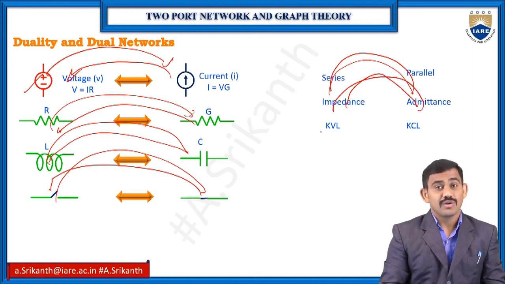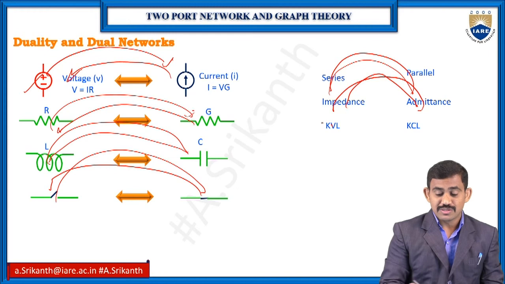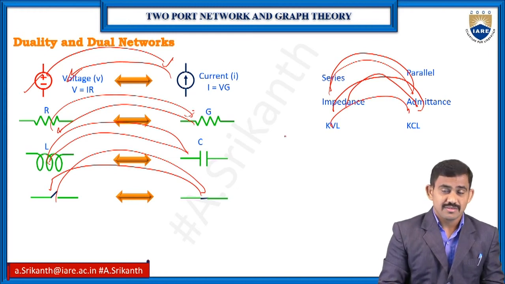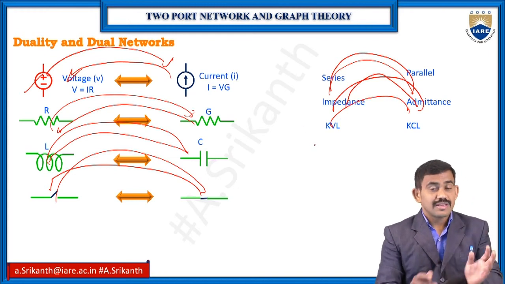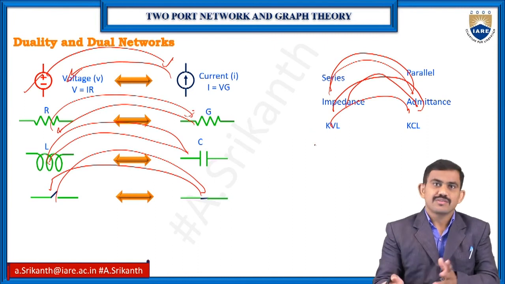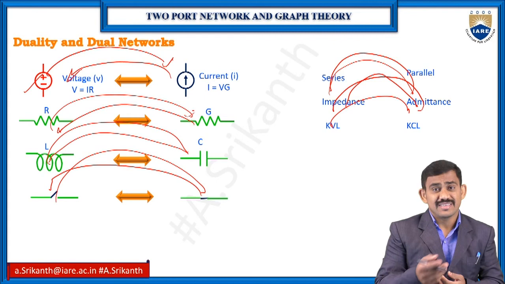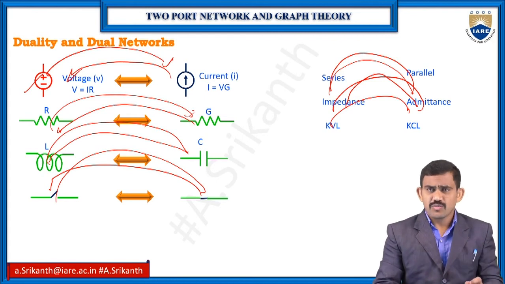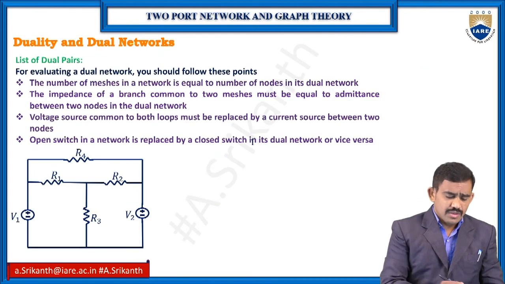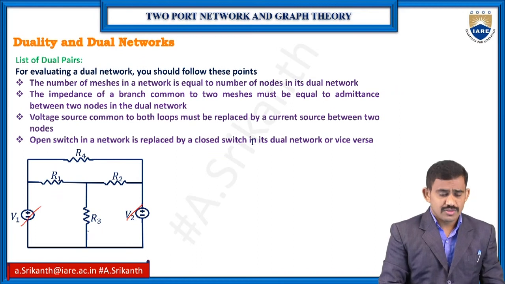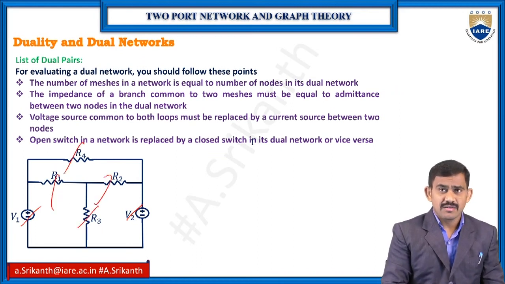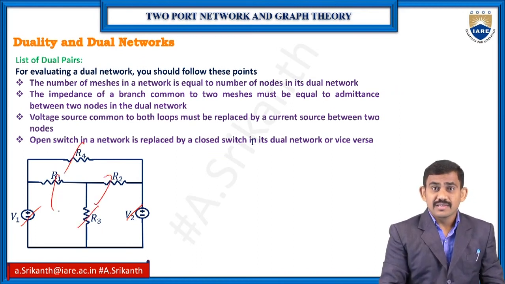If you have Kirchhoff's voltage law in a circuit, we will get Kirchhoff's current law in the dual circuit. If you have nodes, they are converted into branches, and if you have branches, we get nodes. So it's just the reverse. Okay, we'll check it on a small circuit here. I have 2 voltage sources and resistors. Now I will draw the dual network.